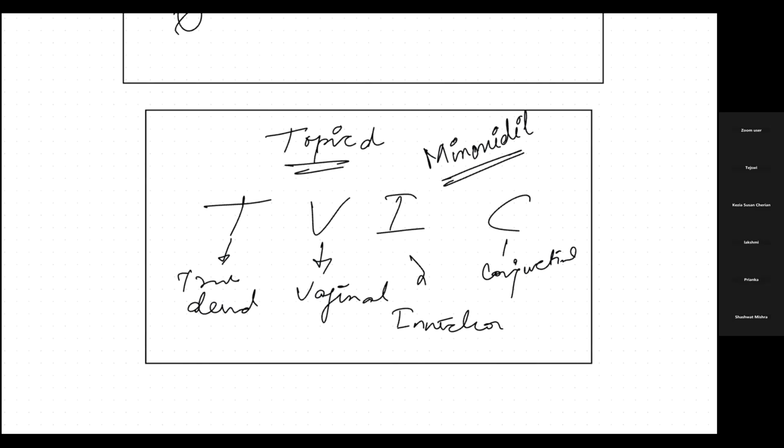And the third one is topical. Topical examples are transdermal, vaginal, inunction, and conjunctival. So this was all about the routes of drug administration.